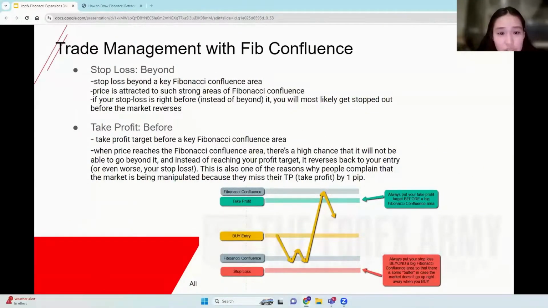Firstly, you want to make sure that your stop loss is placed beyond a key Fibonacci confluence area. The reason for this is because more often than not, price is attracted to such strong areas of confluence. And if your stop loss is right before, instead of beyond the level, chances are you will most likely get stopped out before the market reverses. That's one of the reasons why people wonder why they got stopped out right before the market starts to reverse, and they might start complaining about stop hunting.